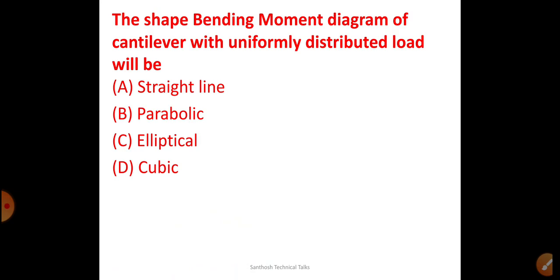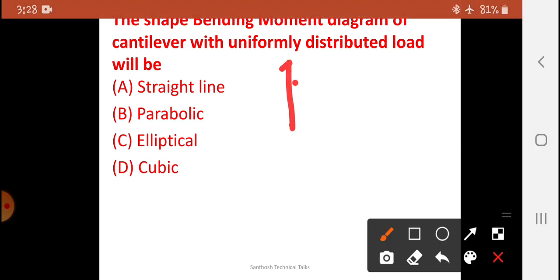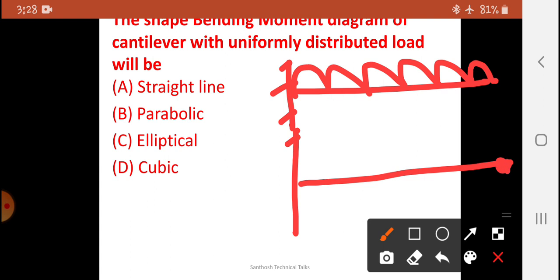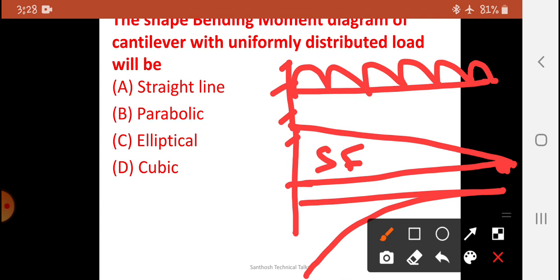So here we are going to discuss the first question in part 2: the shape of the bending moment diagram of a cantilever with uniformly distributed load will be. Let me explain. This is a cantilever beam with a uniformly distributed load. The shear force diagram will be 0 at the free end and maximum at the fixed end, so it is triangular in nature. This is the shear force diagram, and the bending moment diagram will come like a parabolic shape.